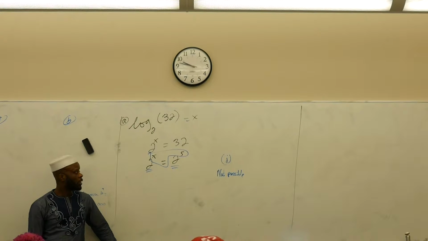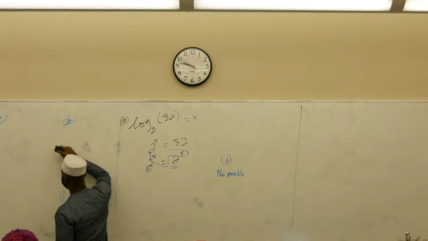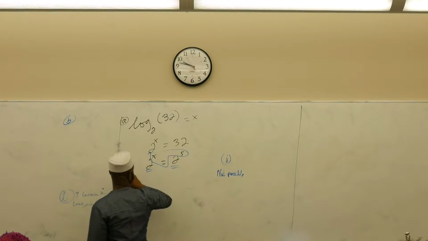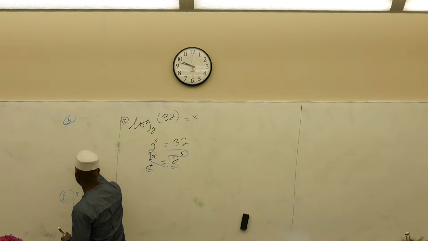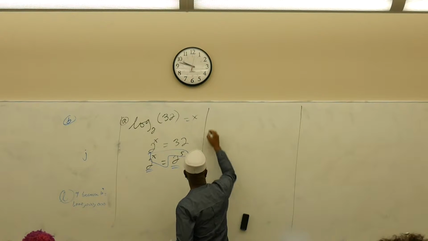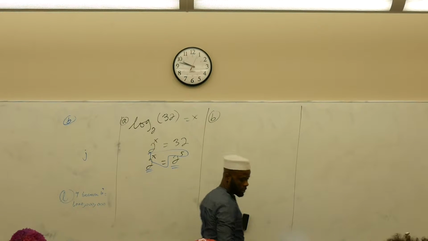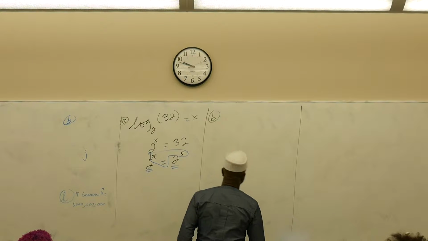Questions? All right, then let's go to B. So J was the next one, so I need a J. So problem B. Log base 3, 81.